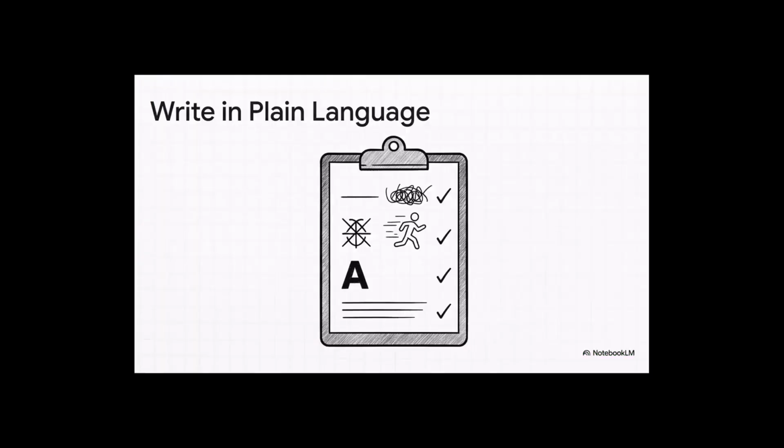Keep your sentences short, use an active voice, try to avoid jargon, and for the design, just stick to simple sans serif fonts. Think Arial at 12 points or bigger. And always justify your text to the left. That uneven right edge actually makes it much easier for our brains to read.